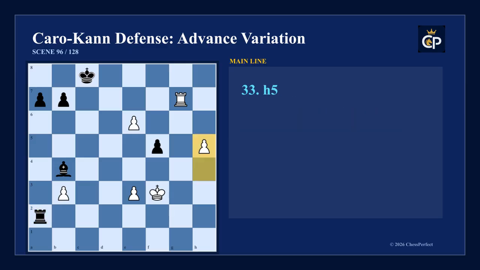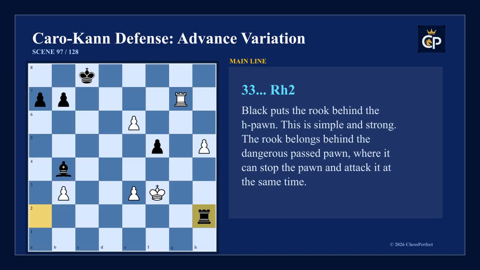h5. Rook h2. Black puts the rook behind the h-pawn. This is simple and strong. The rook belongs behind the dangerous passed pawn, where it can stop the pawn and attack it at the same time.